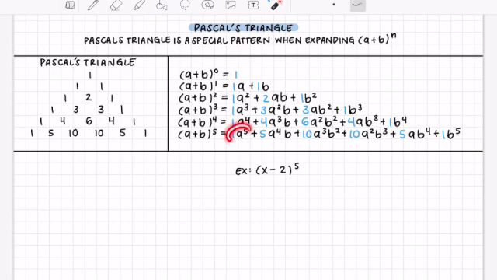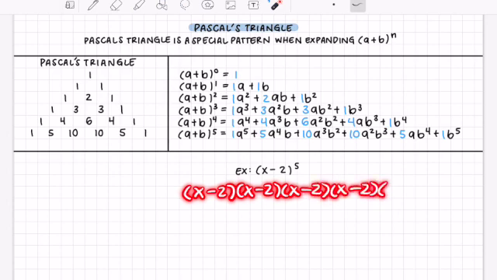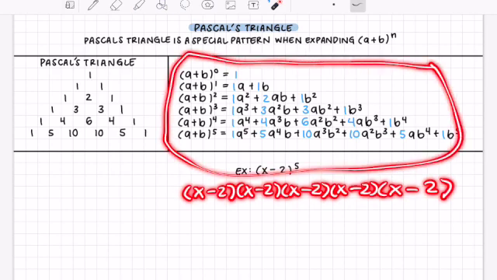And then for b, starting off with just no b, then b to the power of 1, b to the power of 2, b to the power of 3, b to the power of 4, and b to the power of 5. Okay? So it's pretty useful to know Pascal's triangle because, let's say you have (x - 2) to the power of 5. I don't really want to multiply x - 2 five times. That would take forever. So understanding Pascal's triangle makes your life so much easier.